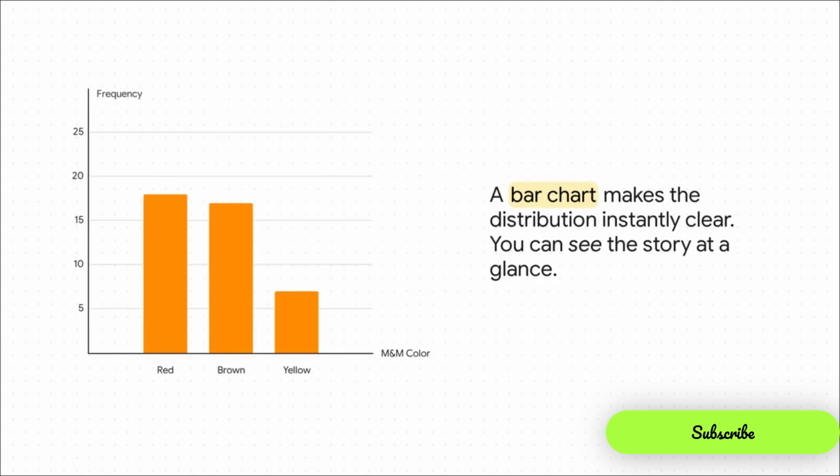Got it. Now, that table is useful, sure, but our brains are visual machines. The second we turn those numbers into a simple bar chart, bam, the story becomes crystal clear. You don't even have to read the numbers anymore. You can just see it. Red and brown are the big winners in our bag, and poor old blue is barely even in the race.